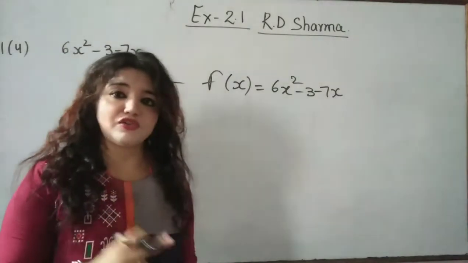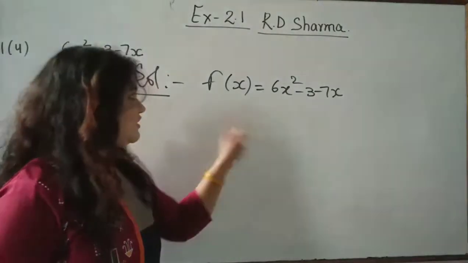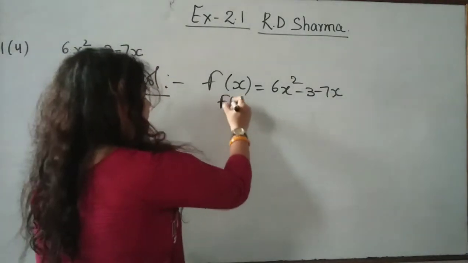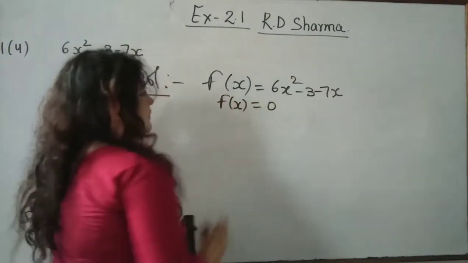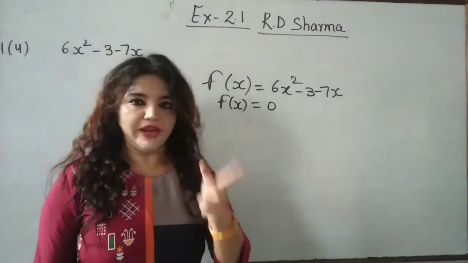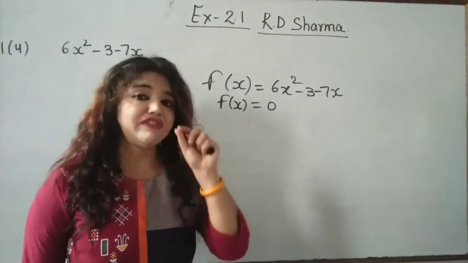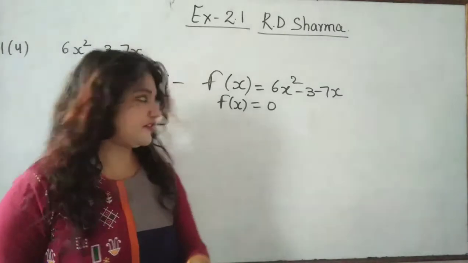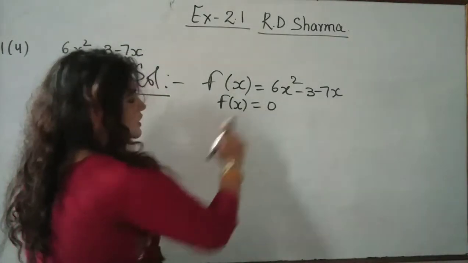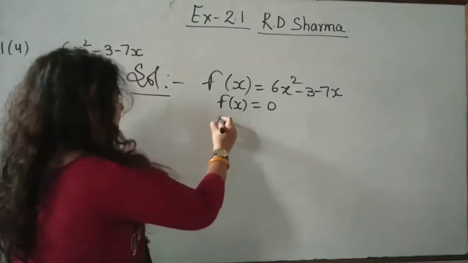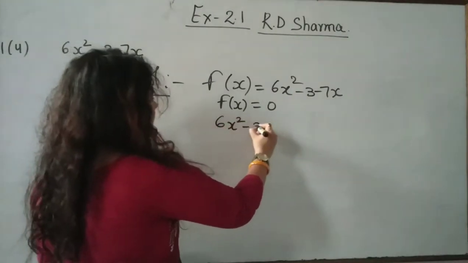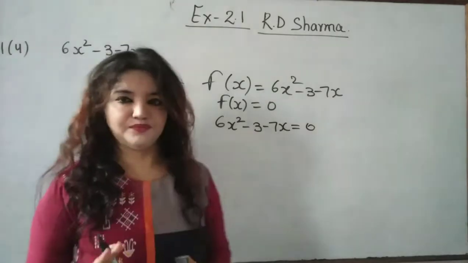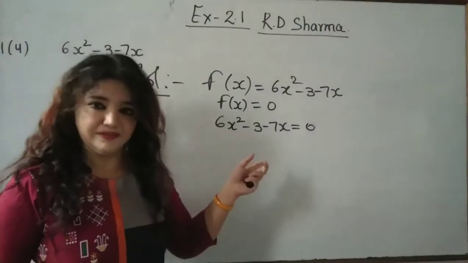So we have to find out the zeros. It means we have to solve f(x) is equal to 0, है ना? हम इस given polynomial को equate करेंगे 0 से, and then we will solve this polynomial to get the zeros of this polynomial. See, so f(x) is equal to 0. It means 6x squared minus 3 minus 7x is equal to 0. Now we have to solve it.